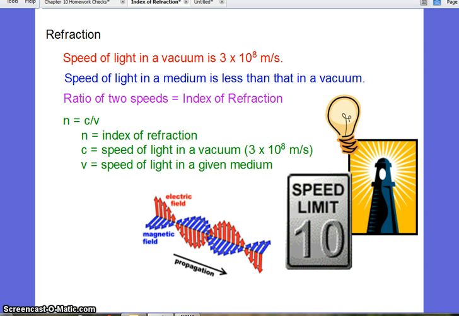Now, the ratio of those two speeds, the speed of light in a vacuum divided by the speed of light in that medium, is known as the index of refraction, and it's abbreviated with the letter n. The speed of light in a vacuum is abbreviated with the letter c, and the speed of light in a certain medium is abbreviated with the letter v. We see that the speed is inversely related to the index of refraction. So the slower the light moves, the higher the index of refraction. So the denser the material, the higher the index of refraction.